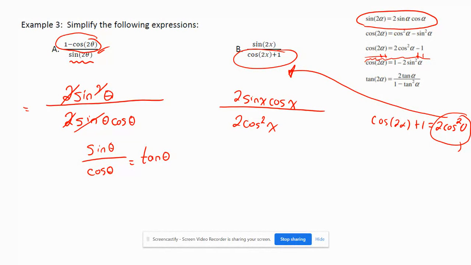You guys are going to simplify to exactly the same thing. The 2's cancel out. The cos cancels out with this, and we're left with sine x over cos x, which is tan x. Okay. So what we found over here is both of these expressions simplified to tan x.